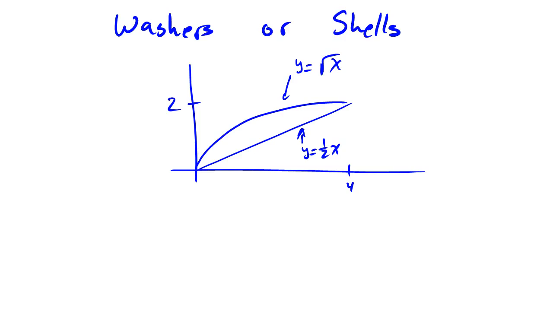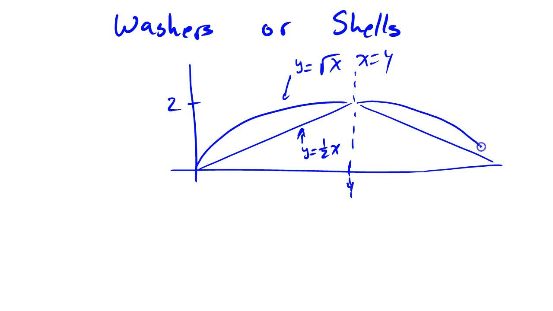This video is the second in the question of how do you know whether you're doing washers or shells. In the last video, we rotated this region around the line y equals -1. We did it both calculating with washers and with shells. This time, I'm going to rotate around the line x equals 4. So a vertical line, x equals 4. This is going to rotate out at you, coming back down in over here, and like that.